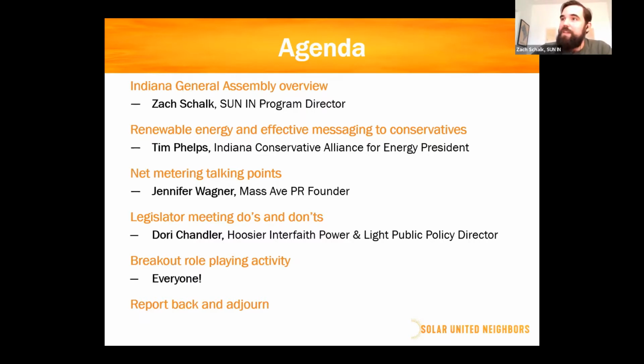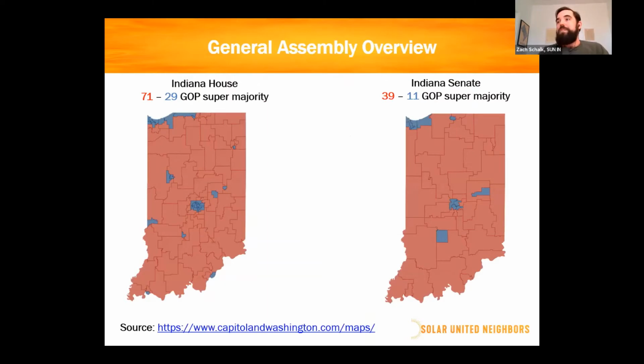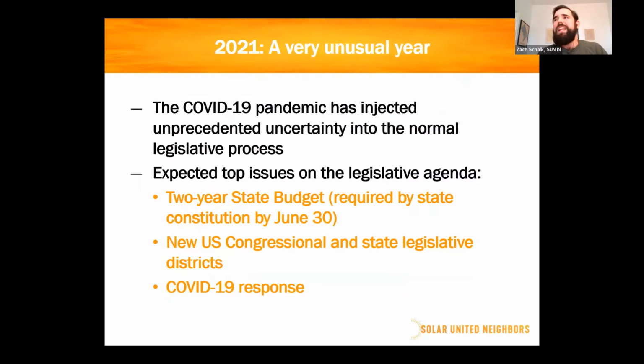All right, so I'm going to keep us going. Talking about the General Assembly here in Indiana, the key fact to note is that Republicans have supermajorities in both houses. They actually expanded that supermajority in the House and now have 71 members in the Indiana House and 39 members in the Indiana Senate. Obviously 2021 is a strange year, with COVID-19 injecting uncertainty into the process. We all have to see how things go, but we can talk about what we expect, so at least you have those facts in mind.